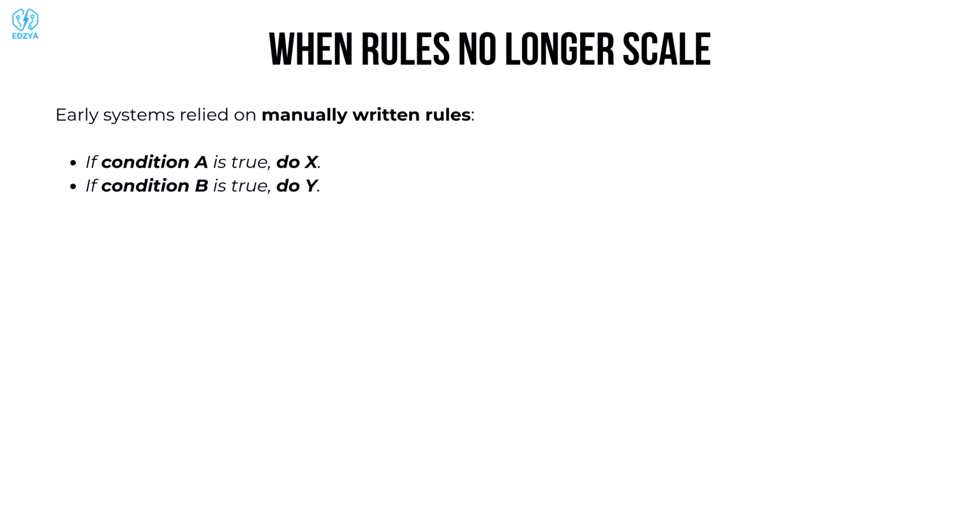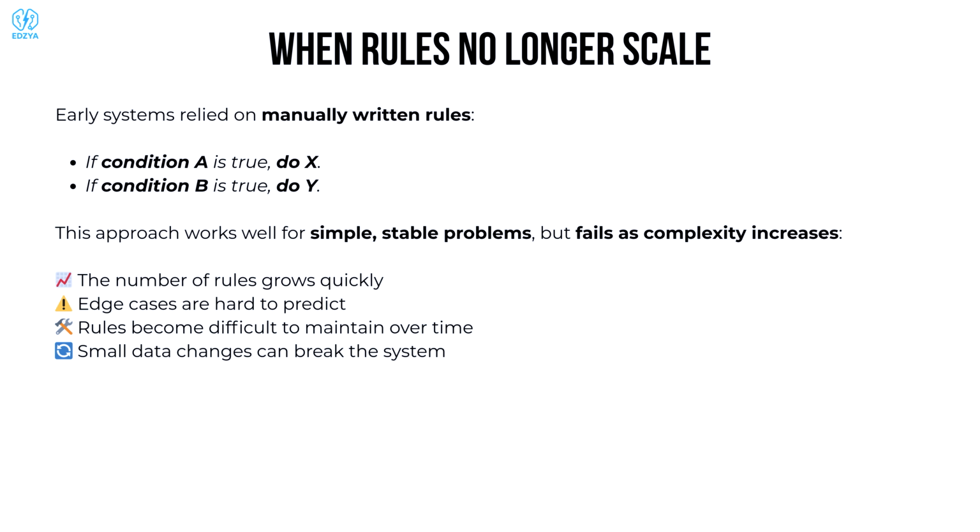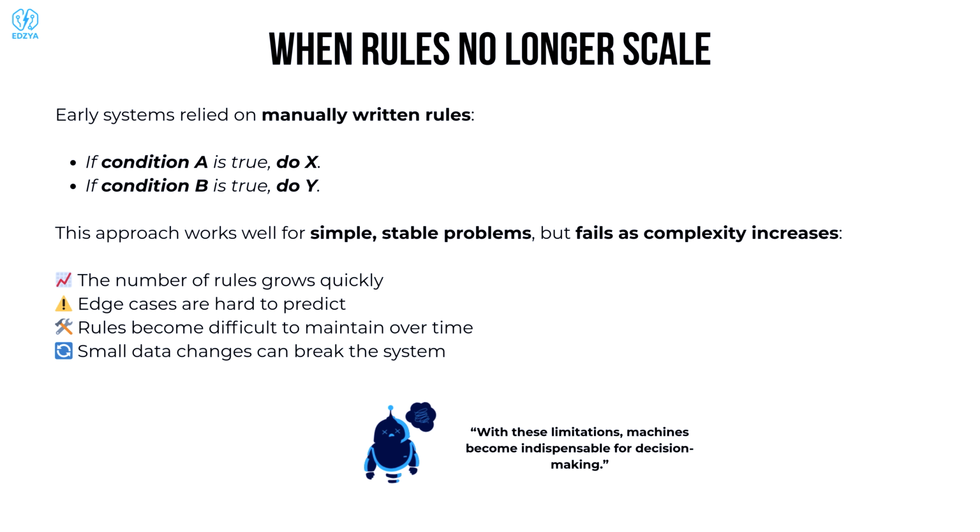Early decision systems relied on manually written rules to control system behavior. The logic was simple. If a condition is true, the system applies a predefined action. This approach works for small and stable problems, where situations rarely change. As complexity grows, rules multiply fast, and edge cases become harder to anticipate. Over time, rules are harder to maintain, and small data changes can break the system. With these limitations, machines become indispensable for decision-making at scale.